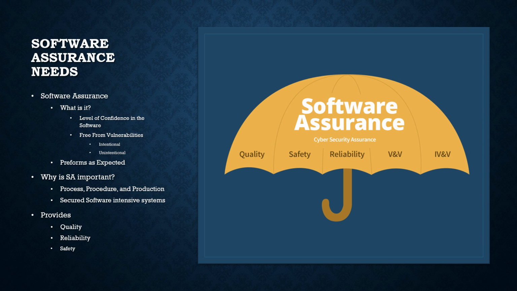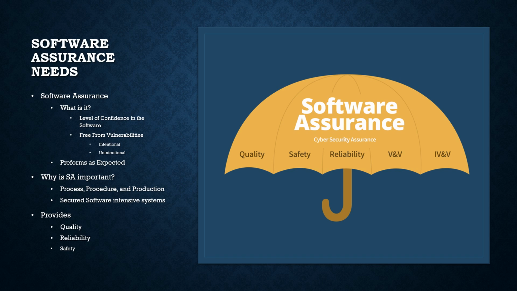So what is software assurance? Well, software assurance is the level of confidence that the organization has in software. They have to make sure that these softwares are free of vulnerabilities, whether they are intentional or unintentional, and that the software also performs as expected.